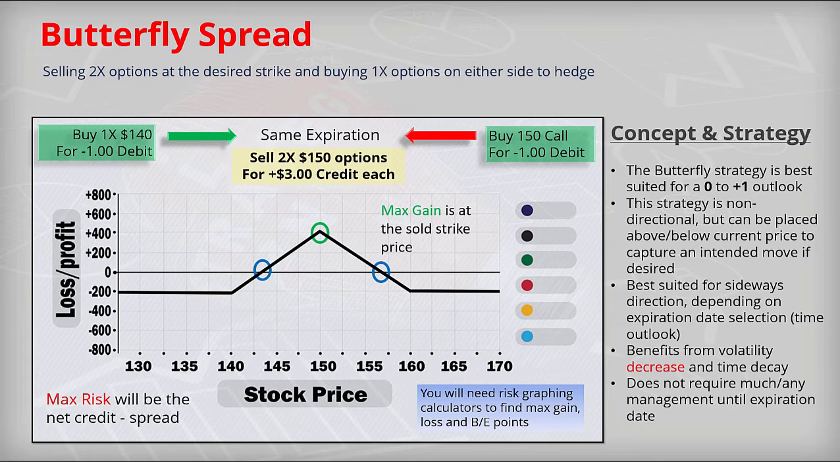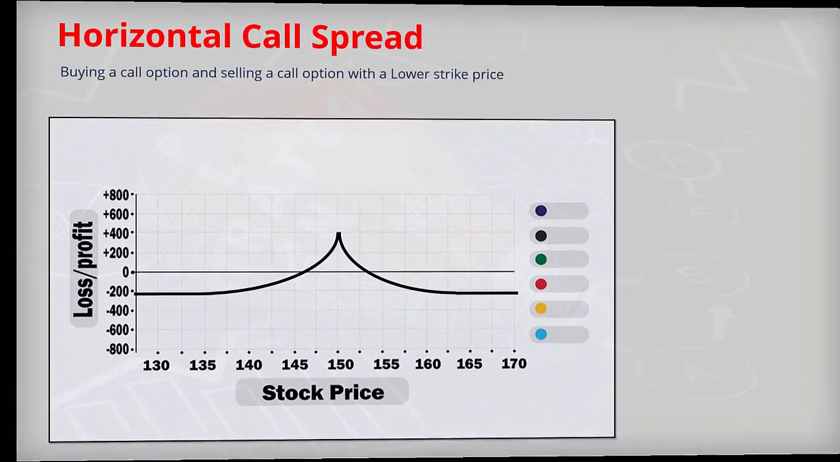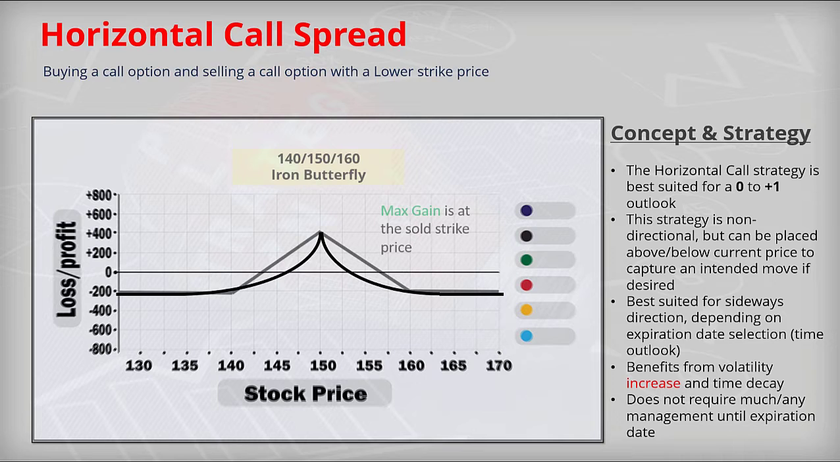You can see they're very, very similar. So when we look at these side by side, something like a 140, 150, 160 butterfly versus a horizontal spread, and we overlap them, we can see there's a lot of similarities between the price. So this slide is just the horizontal spread with a butterfly spread laid out on top of it.